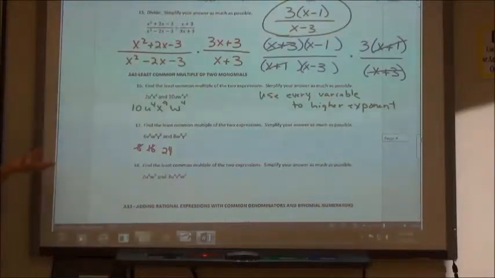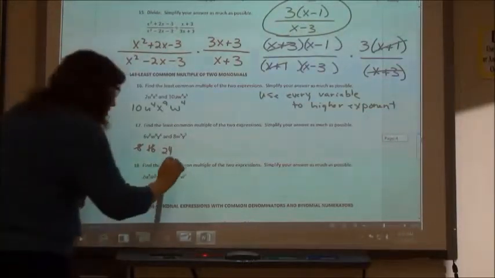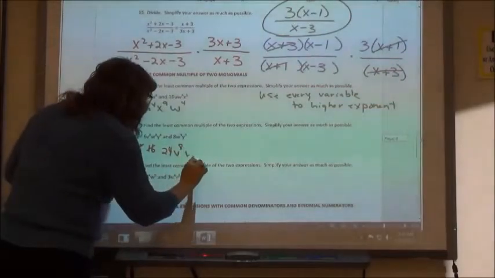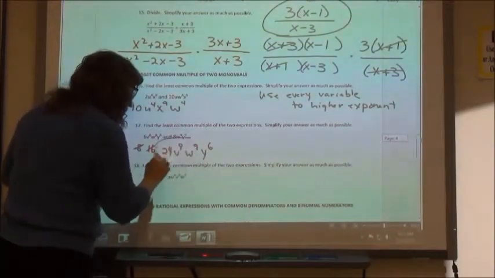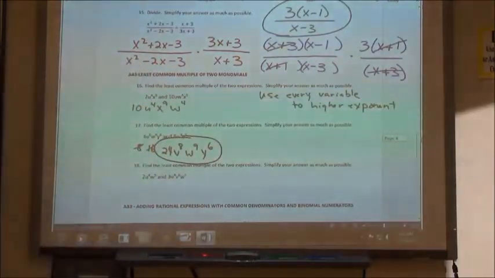Then I'm going to do my variables. Each variable to the higher exponent. So with my v's, what should I have? v to the 8th. With my w's, w to the 9th, and with my y's, y to the 6th. So 24v to the 8th, w to the 9th, and y to the 6th is my answer. Go ahead and do number 18.